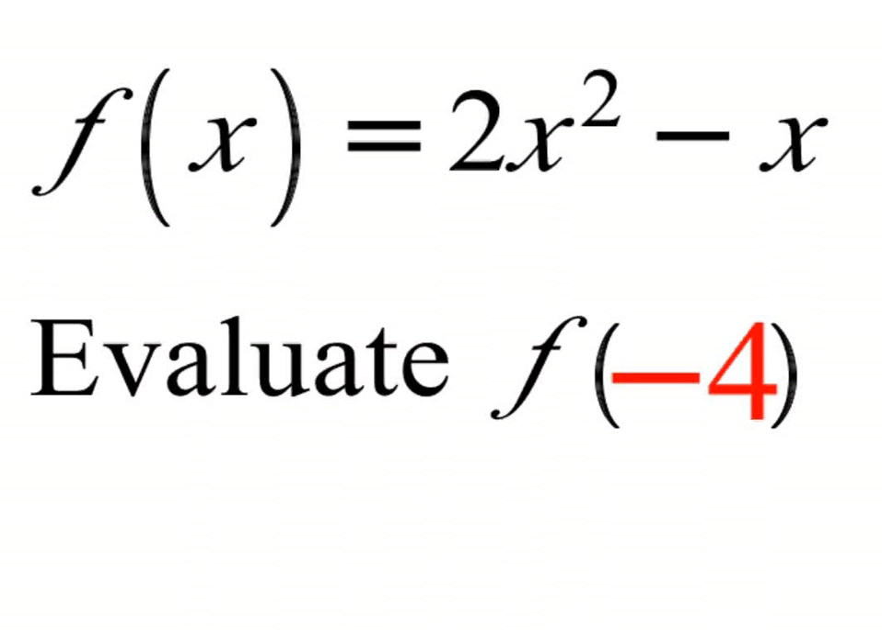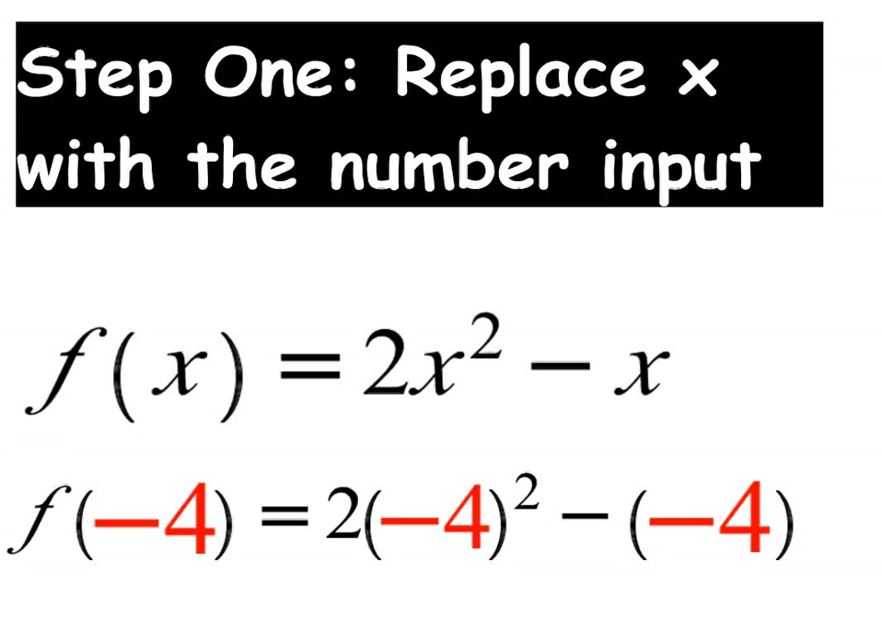Example 2 says f of x equals 2x squared minus x. Figure out what f of negative 4 is. Notice there's 2 x's here on the right, so we're going to have to replace them both with negative 4. And it says replace x with the number input. So every time there's an x, I'm just going to replace it with negative 4, and that will tell us what f of negative 4 is equal to.